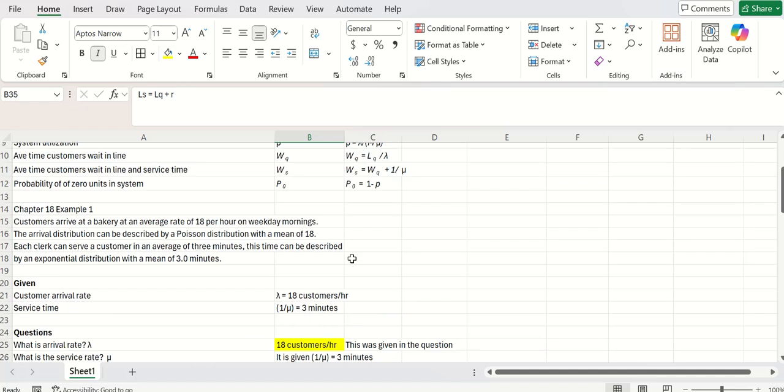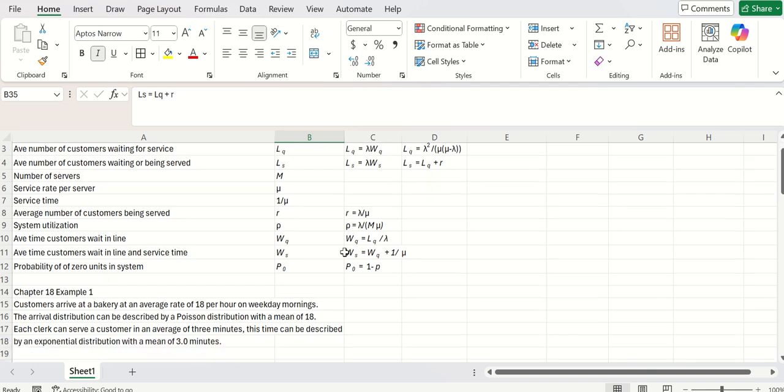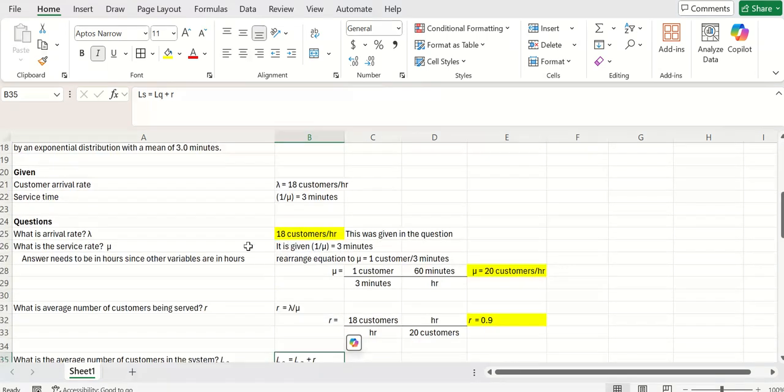We can come back up to our equations chart. And in the equations, we see that we can get that by taking lambda, squaring it, and then dividing it by mu times mu minus lambda. All right, back down here.